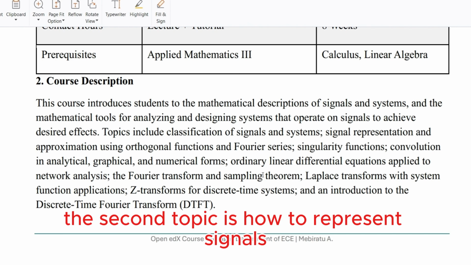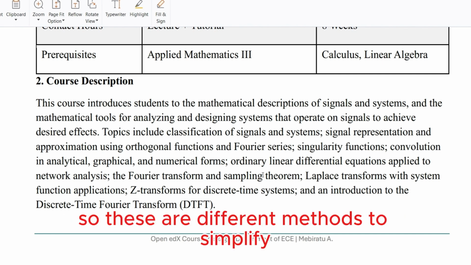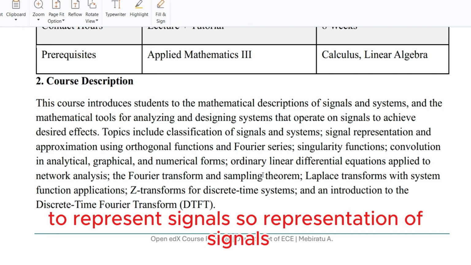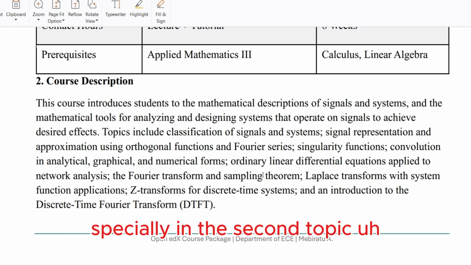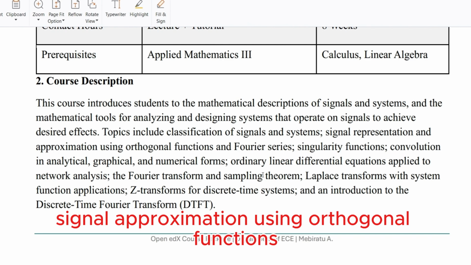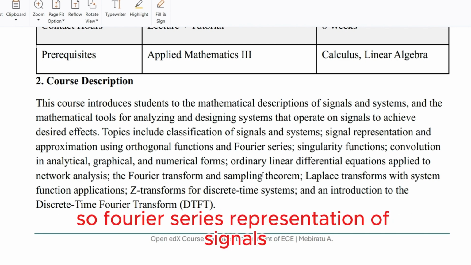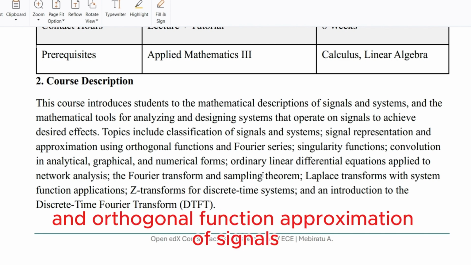topic is how to represent signals by using different methods to simplify their analysis. There are different methods to represent signals. In the second topic, we will see 2 methods to represent signals: signal approximation using orthogonal functions and signal approximation using Fourier series. So, Fourier series representation of signals and orthogonal function approximation of signals.